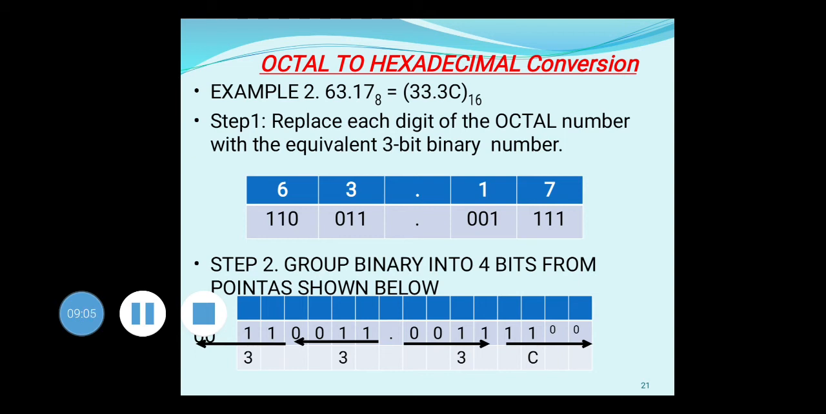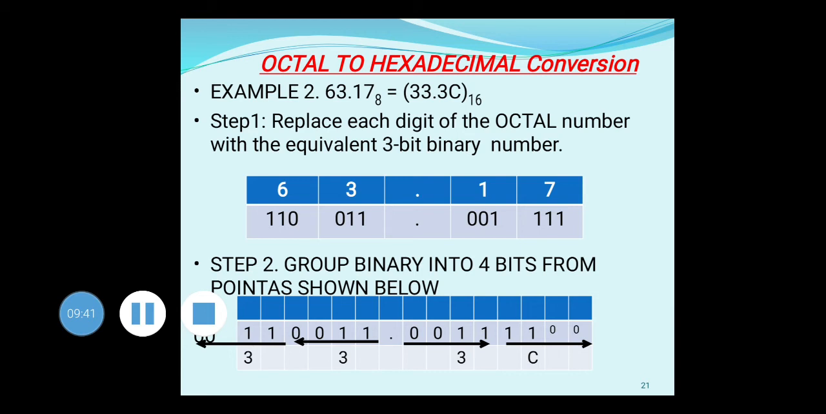So very first step, replace each digit of the octal number with its equivalent 3-bit binary, because this is an octal number. So now 6 is represented by 110, then below 3 I have written 011, then the point as it is, then below 1 I have written 001, and below 7 I have written 111. Now after getting this converted into binary, you are going to take these binary bits and group them into 4 bits now.